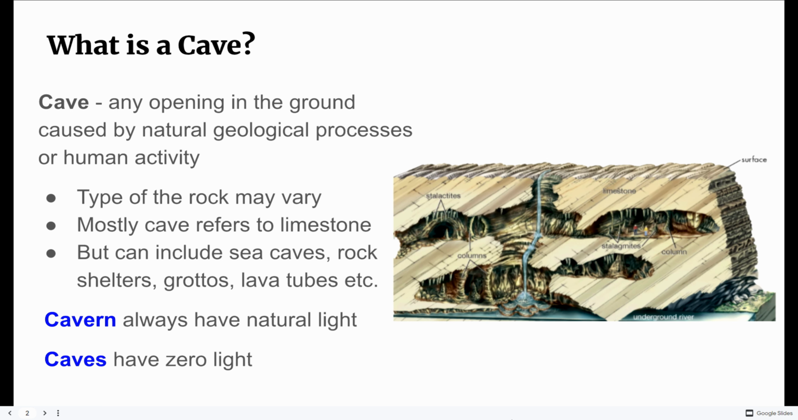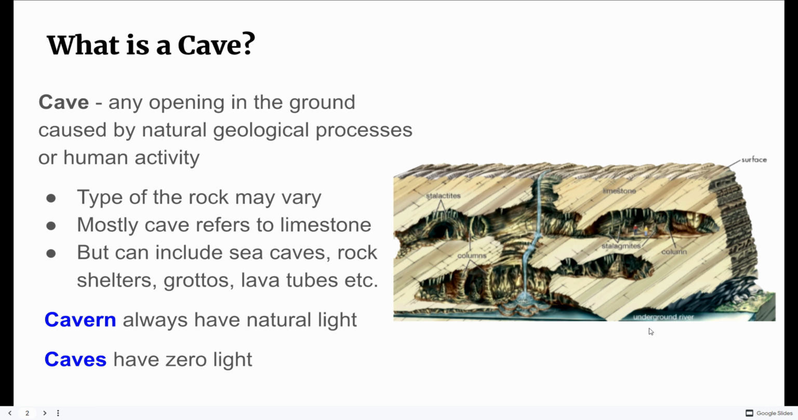So the first thing you need to know is what a cave is. And a cave is basically, in layman's terms, a hole in the ground. If it's a hole in the ground, it qualifies. It can be natural or man-made. But it is some type of hole in the ground. It can be made of different types of rocks, but they are all going to be soft rocks that are easy to dissolve with a weak acid.